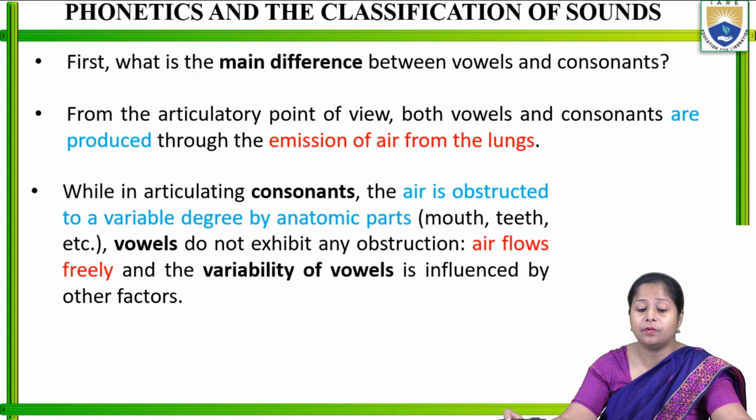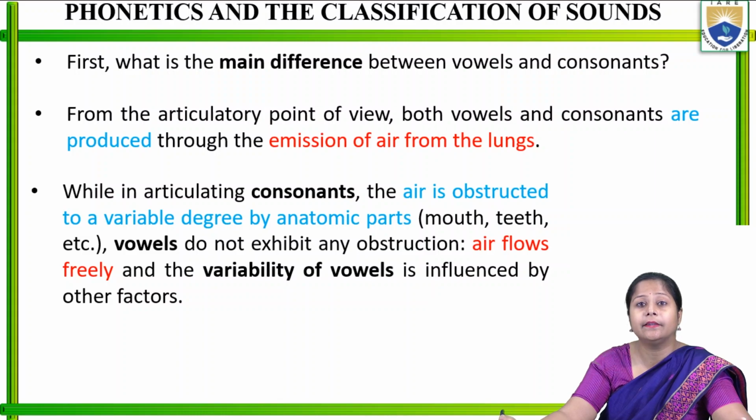Now let us have a look at phonetics and the classification of sounds. First, what is the main difference between vowels and consonants? We have talked about vowels and consonants in the syllable structure. From the articulatory point of view, both vowels and consonants are produced through the emission of air from the lungs. Whenever a person is talking, the air from the lungs is going to be shaped at some articulatory point.